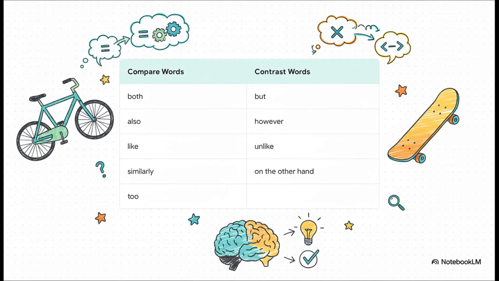Okay, now this is where it gets really useful. Think of these as little clues. We call them signal words. When you're reading or listening, words like both, also, and similarly are a dead giveaway that a comparison is happening. And words like but, however, and unlike, they're basically signposts telling your brain, hey, a contrast is coming up.